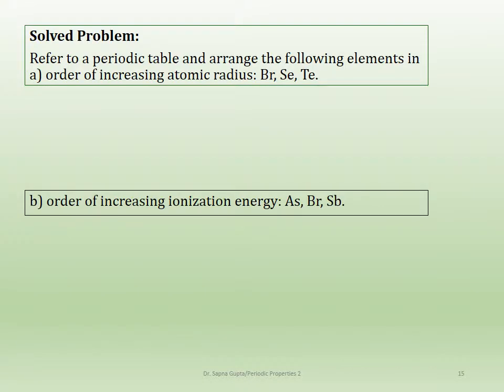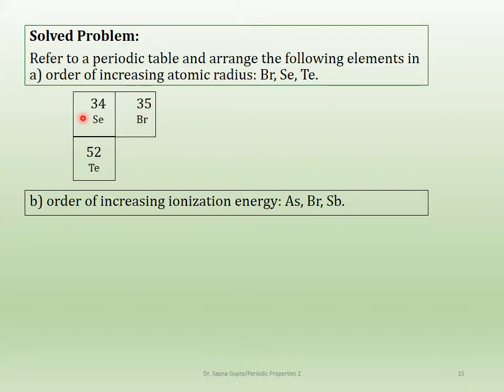Now let's look at some solved problems, how you would get a problem in case of periodic trends. Here is one. Refer to the periodic table and arrange the following elements in order of increasing atomic size: bromine, selenium, and tellurium. What you do is identify the elements from the periodic table and arrange them according to where they should be in the periodic table. Of course, you don't have to write this out. You can just look at the periodic table and identify where these elements are.